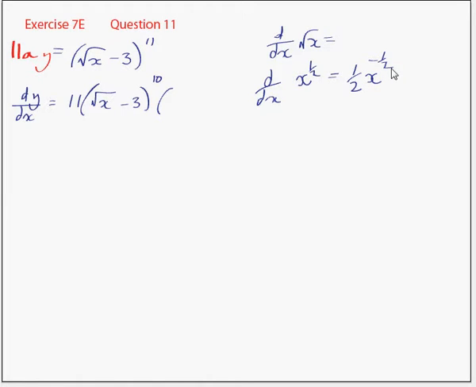So this is what I want to put here, half x to the minus a half. Now this will take a little bit of tidying up. The 11 times the square root of x minus 3 to 10, that can stay as it is. I've got a half here, I'll put the number at the front, and x to the minus a half means at the bottom of a fraction I put the square root of x. So this here is my derivative for 11a.